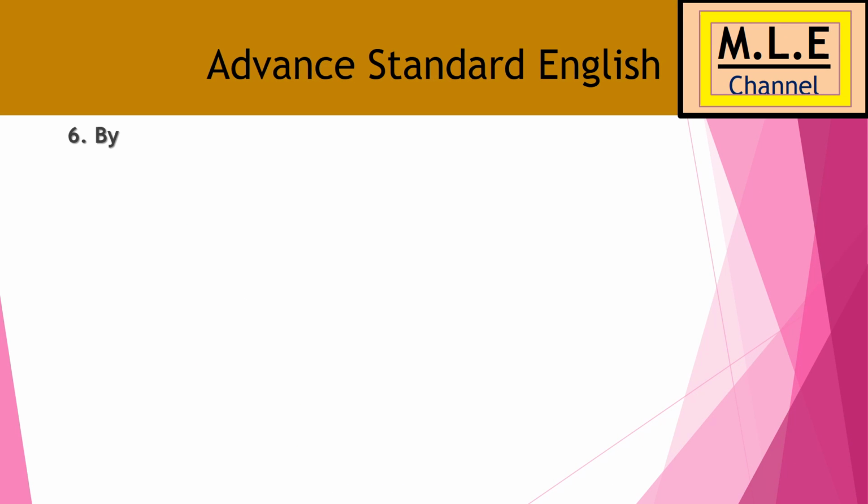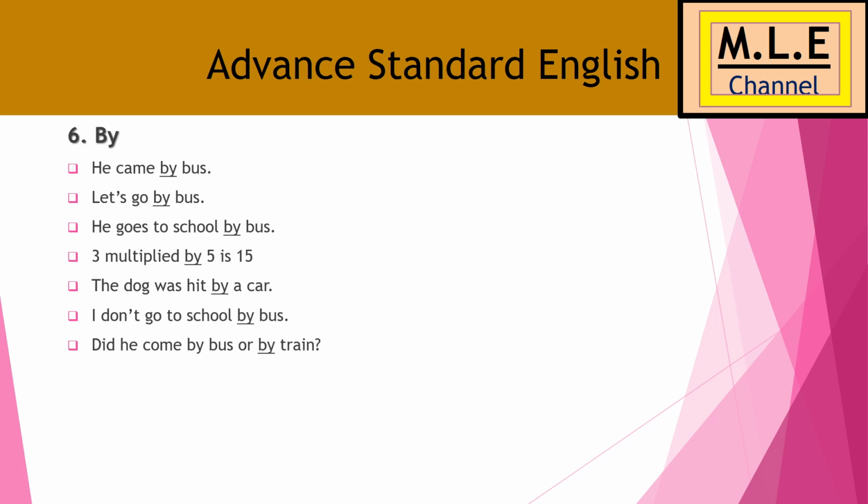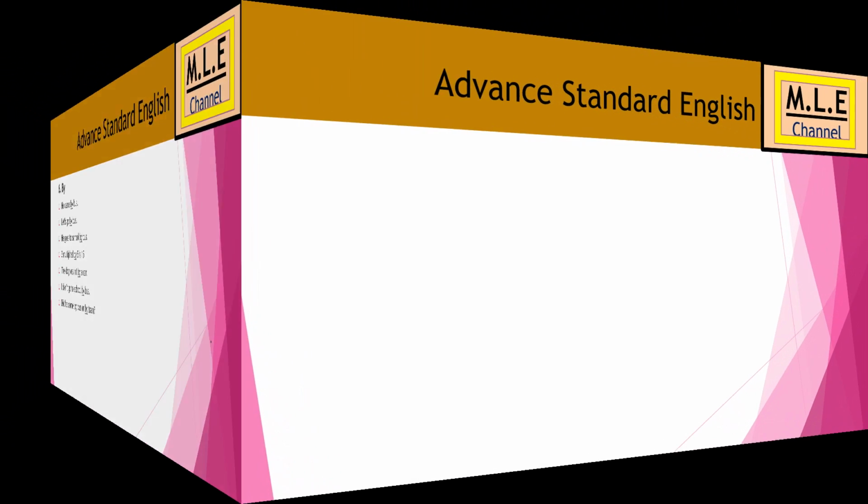Number 6. By. He came by bus. Let's go by bus. He goes to school by bus. 3 multiplied by 5 is 15. The dog was hit by a car. I don't go to school by bus. Did he come by bus or by train?